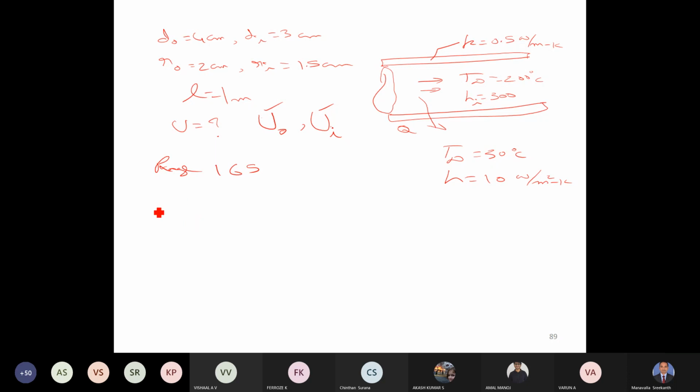So first I will take up the first equation, which is U naught is equal to 1 by HO plus RFO plus R naught by K log of R naught by RI plus R naught by RI times RFI plus R naught by RI times 1 by HI.